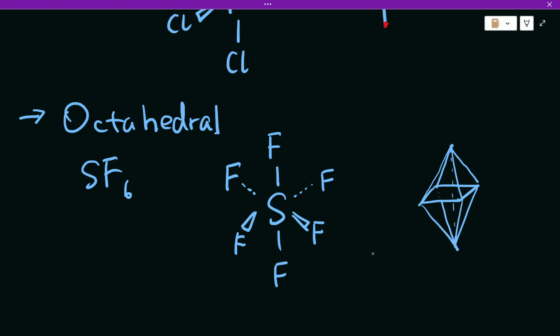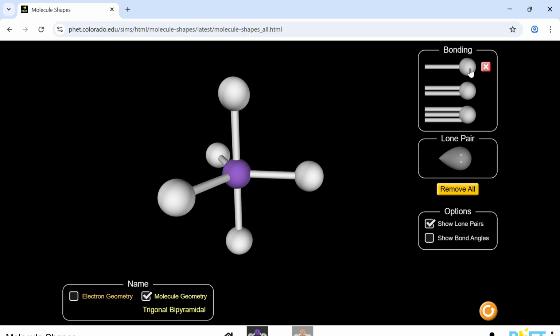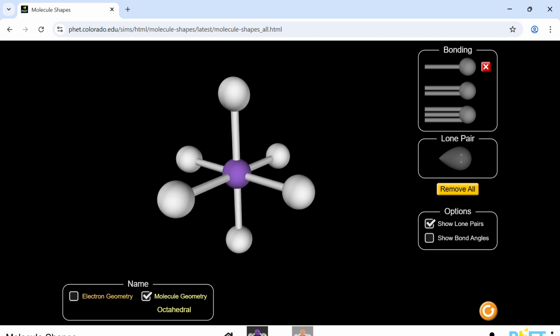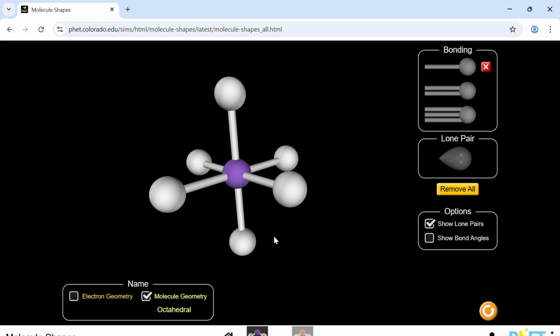Just like this. And this central point will be the sulfur, and fluorine, fluorine. Just like this. Single bond, single bond, single bond, single bond. Everything's single bonds. And we can also visualize that using our simulation. So we can see that this is the central sulfur atom, and 1, 2, 3, 4, 5, 6 fluorine atoms forming an octahedral shape.